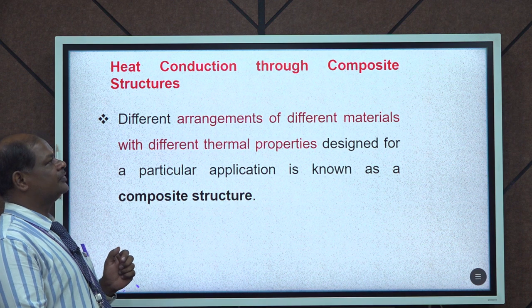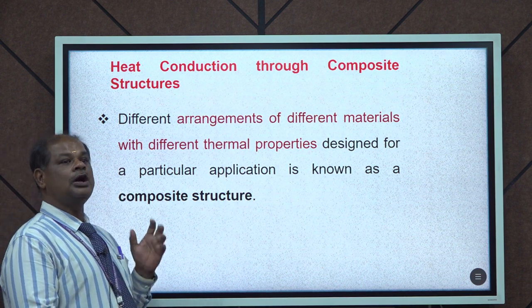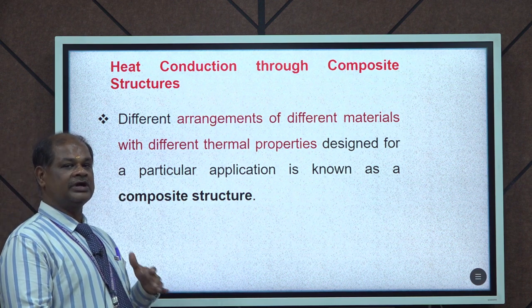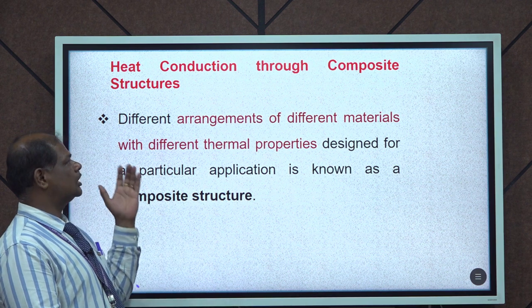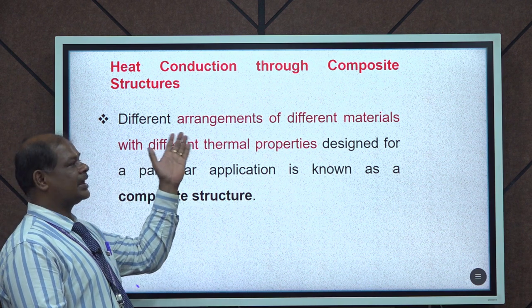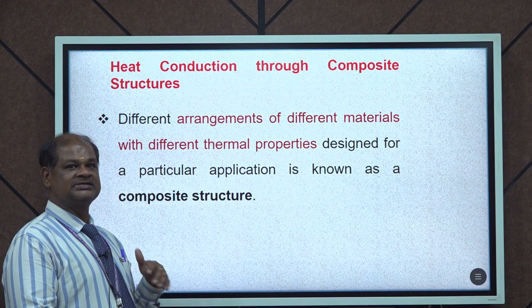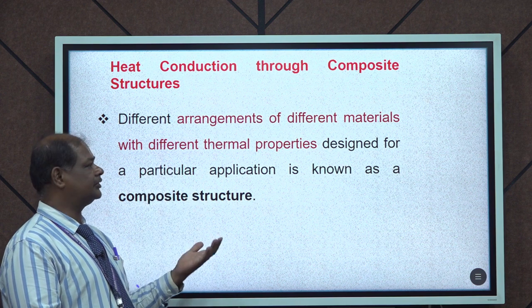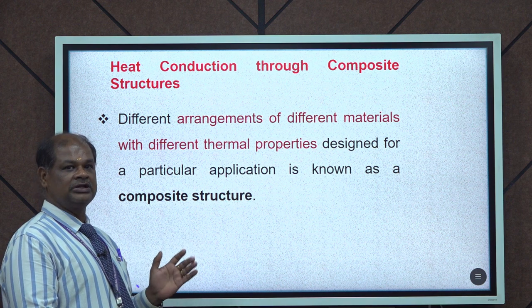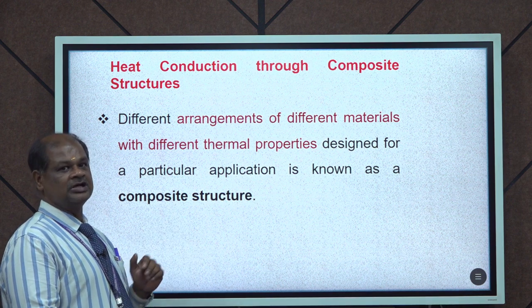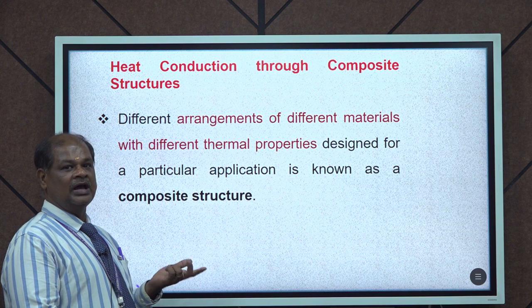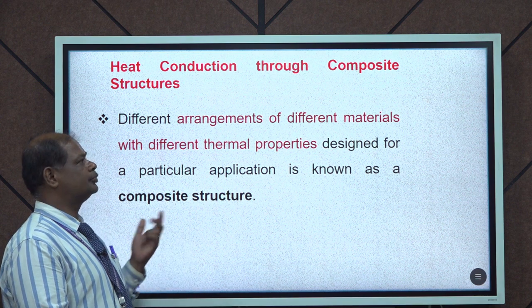Next is heat transfer by conduction through the composite structure. First, we should know what is meant by a composite structure. A composite structure is nothing but an arrangement of different materials with different thermal properties, like thermal conductivity. Materials of different thermal conductivity are joined together to form the composite structure. So how is heat transferred by conduction in the composite wall?